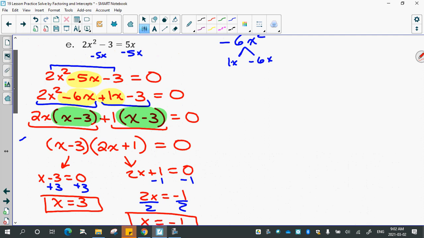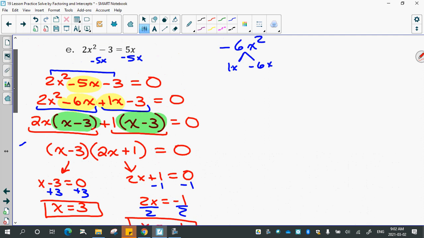Any questions about this one? Factoring a complex trinomial? Coming back a bit again?